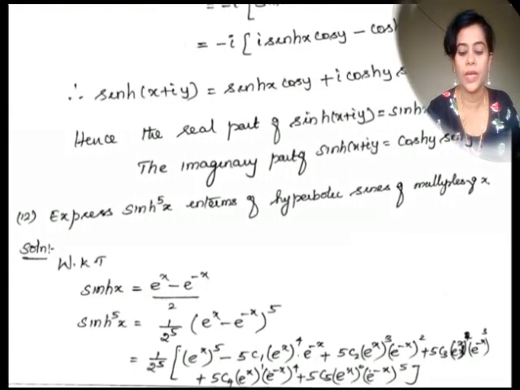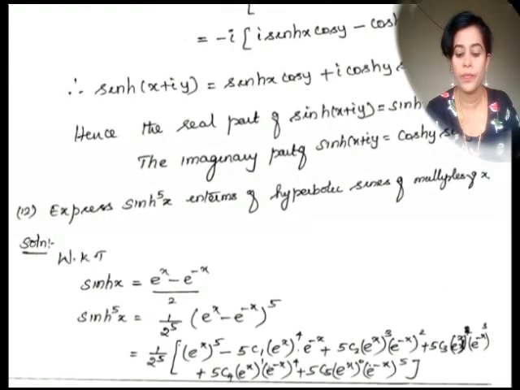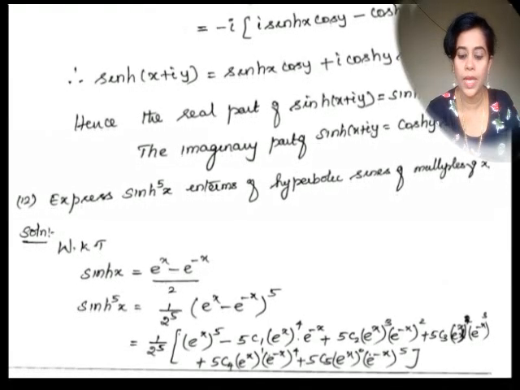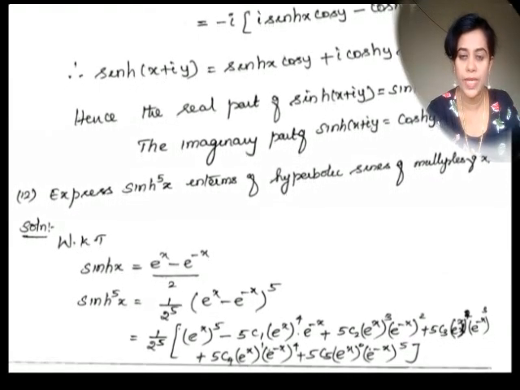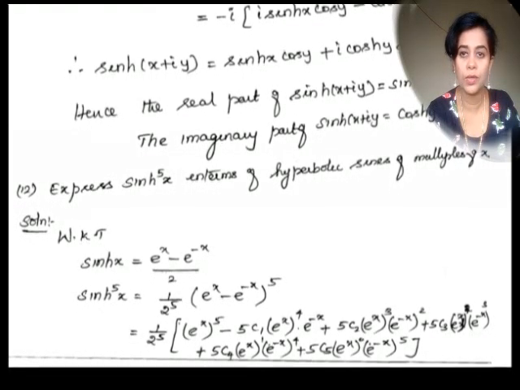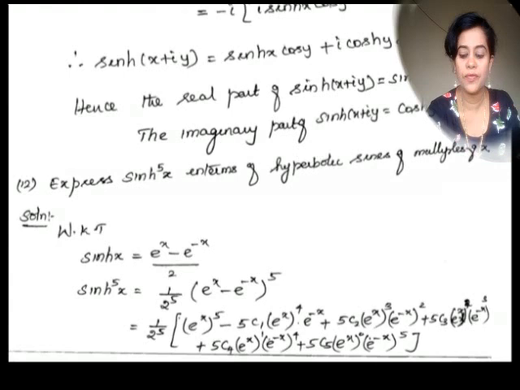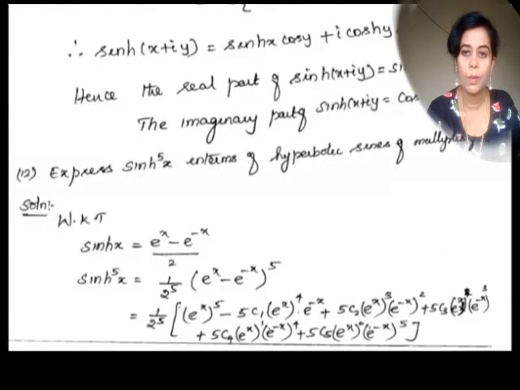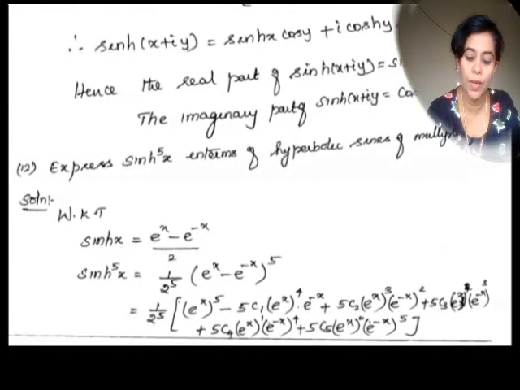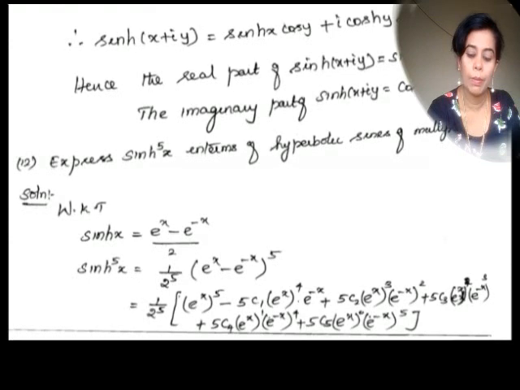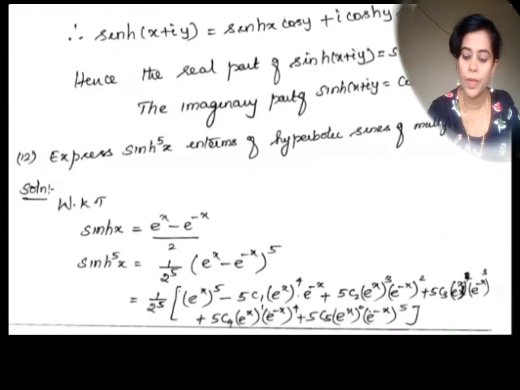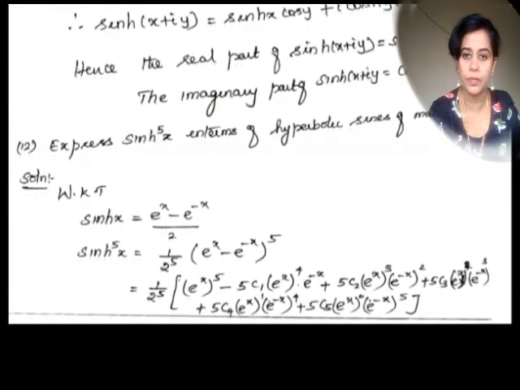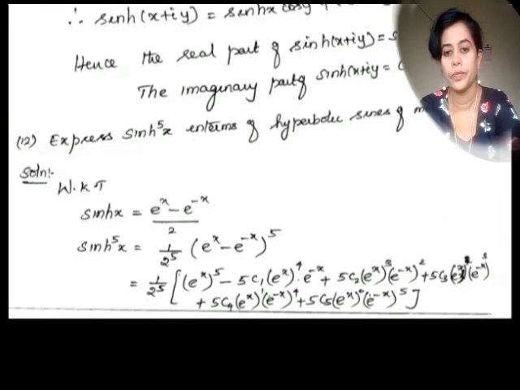It is 1 by 2 power 5 into (e power x) power 5 minus 5c1 (e power x) power 4 into e power minus x plus 5c2 (e power x) power 3 into (e power minus x) squared plus 5c3 (e power x) squared into (e power minus x) cubed plus 5c4 e power x into (e power minus x) power 4 plus the last term 5c5 into (e power x) power 0 into (e power minus x) power 5. Is that clear?